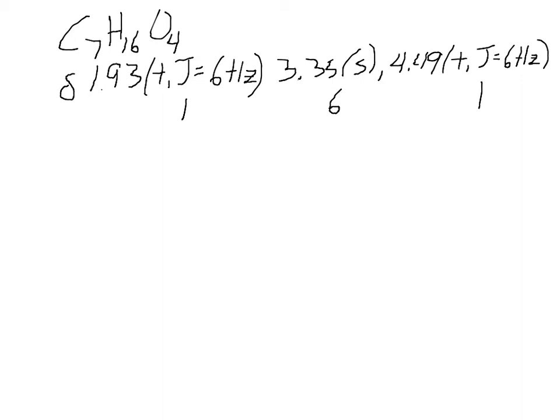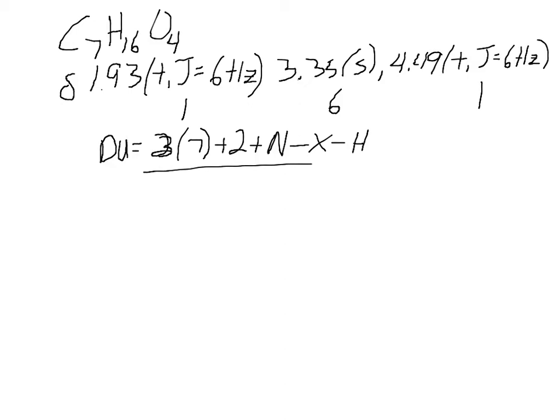What's the first thing we need to do? What's the first step in all these problems? If you're given the molecular formula, what do you need to do? The degrees of unsaturation. You've got to figure out if you have any pi bonds or rings, right? So if we do the degrees of unsaturation here, what do we end up with? So it's 2 times 7 plus 2 plus the number of nitrogens minus X minus H. We divide the whole thing by 2.